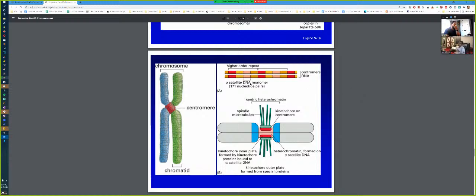All right, so this alpha satellite DNA portion binds to kinetochore proteins. So the kinetochore binds to the alpha satellite DNA monomers, and then the kinetochore is attached to the spindle apparatus. Those are at opposite ends.